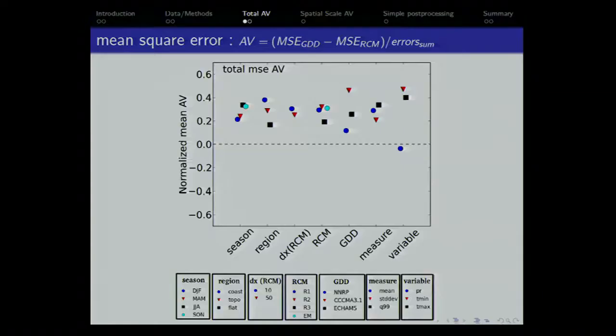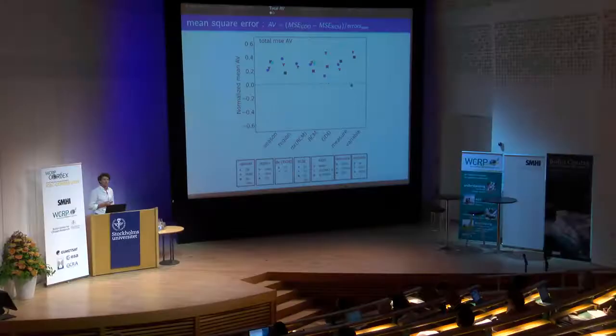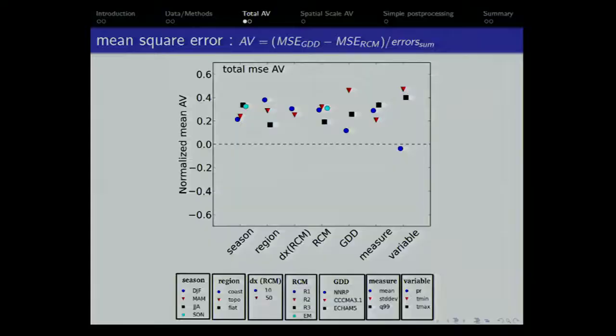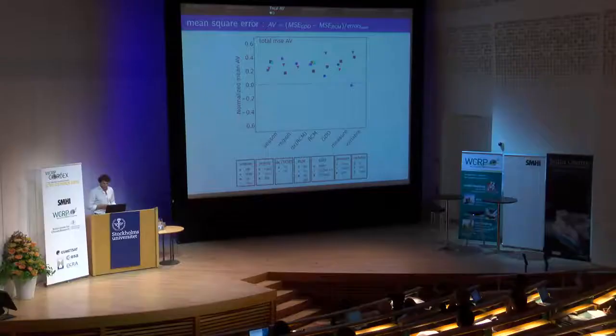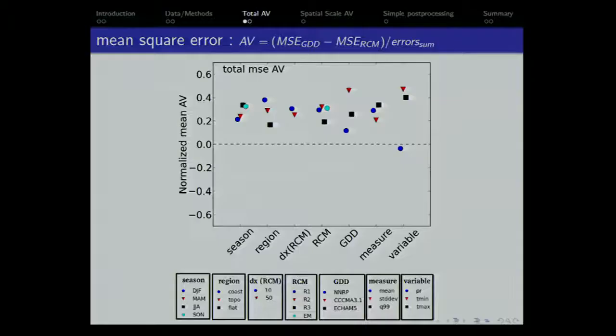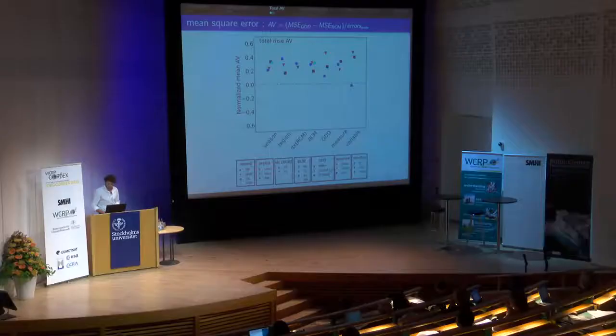Specifically, if we consider the variable, there is a large added value related to the temperature variables, but a small deterioration for the precipitation variable. Also, if we consider the driving data, the lowest added value, as probably expected, is obtained compared to the NCEP and Carver analysis, and the largest added value compared to the Canadian GCM. Another important choice is the region, and this is quite well known: the largest added value is associated with coastal regions or regions where the topography is complex, and the lowest with the flat regions. Overall, the added value is positive, so the RCM ensemble is adding value over the driving data.